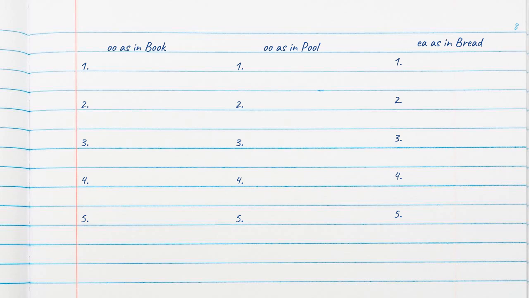Let's write all the words that have double O as in book. We have looked, stood, good, football, and took. Now let's write the words that have double O as in who.